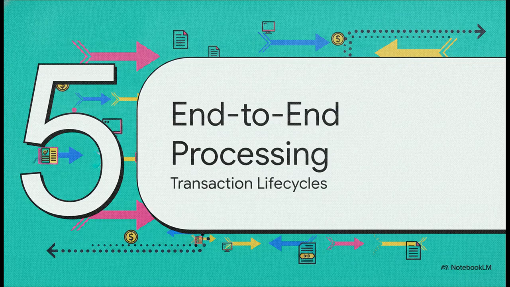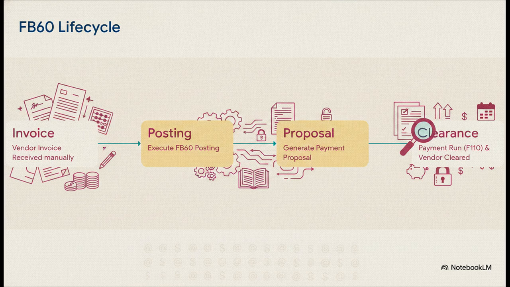Okay, Section 5, End-to-End Processing. Now that we're configured and our master data is locked in, let's trace the full linear journey of these transactions. On the accounts payable side, it is just a beautifully logical flow. Step 1, you receive that manual vendor invoice. Step 2, you jump in and execute your FB60 posting. Step 3, boom, this immediately creates a vendor open item in the system.